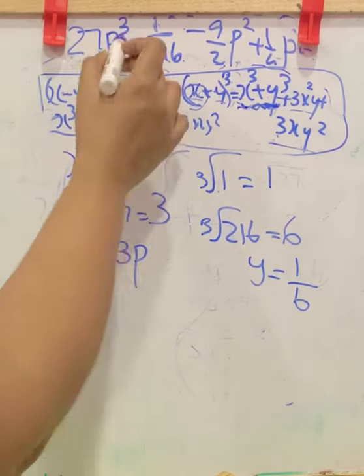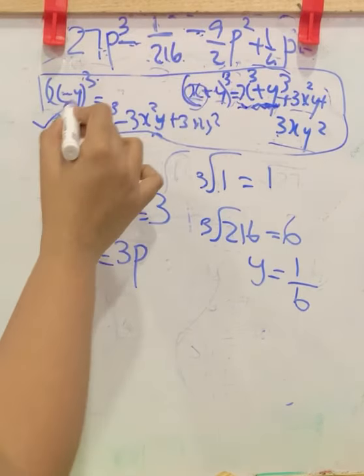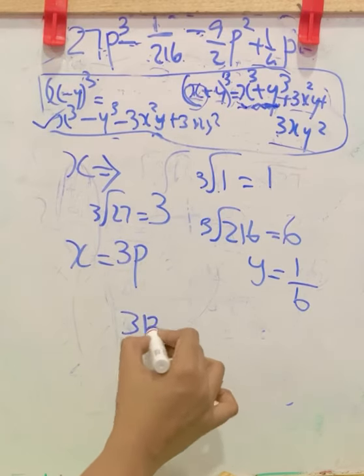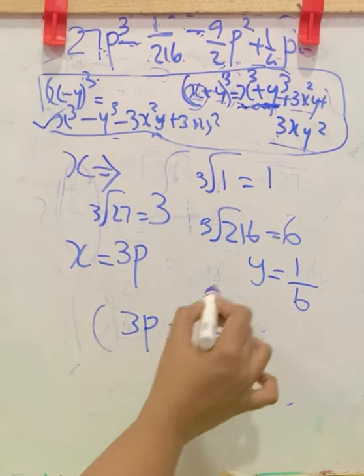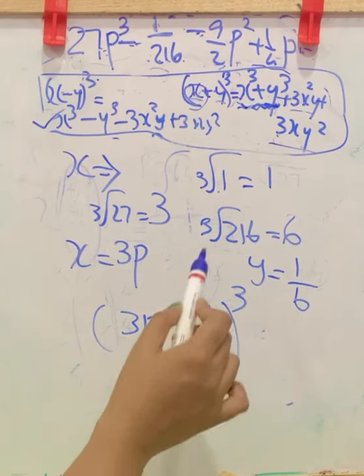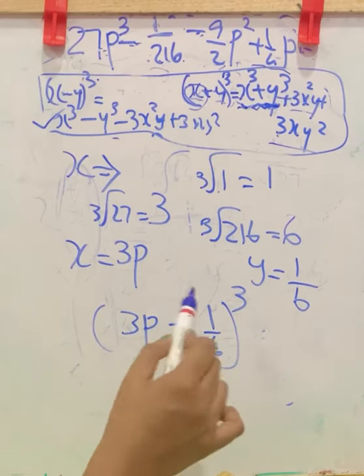For that you want to check the signs here. Both are negative. So this is the identity x minus y whole cube. That is 3p minus 1 by 6 whole cube. You can write it 3 times. 3p minus 1 by 6 into 3p minus 1 by 6 into 3p minus 1 by 6.